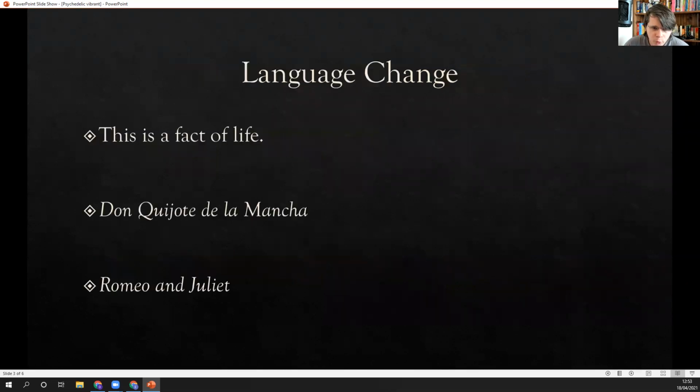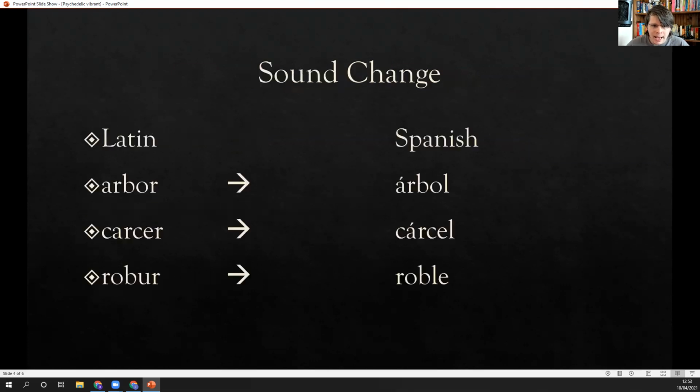Okay, so what is language change? Well, language change is a fact of life. Languages change. There is no language with living speakers which is not changing. All living languages are changing all the time. For example, the way you guys speak is not the same as the Spanish in Don Quixote de la Mancha, and the way I speak English is not the way Romeo and Juliet spoke English in the time of Shakespeare. So it's a simple fact that languages change, and the way we speak today will be different from the way people speak in 100, 200, 300 years.